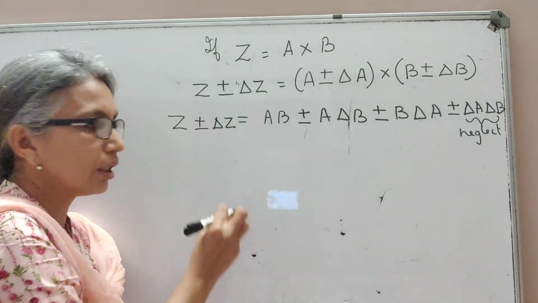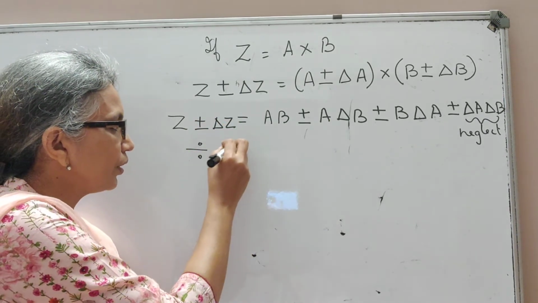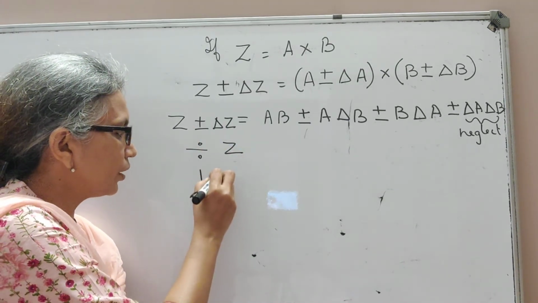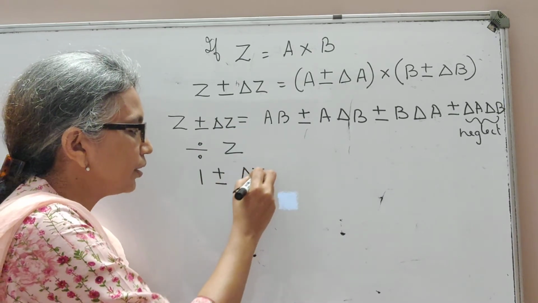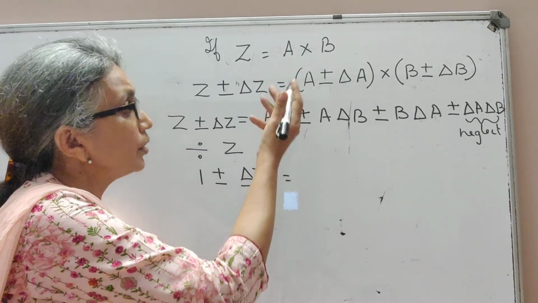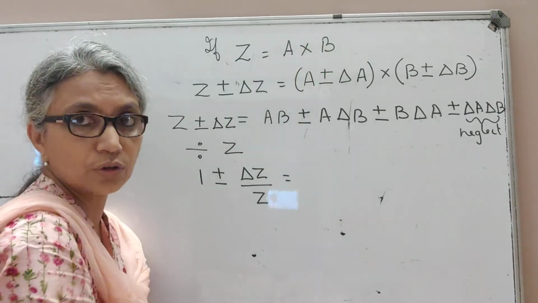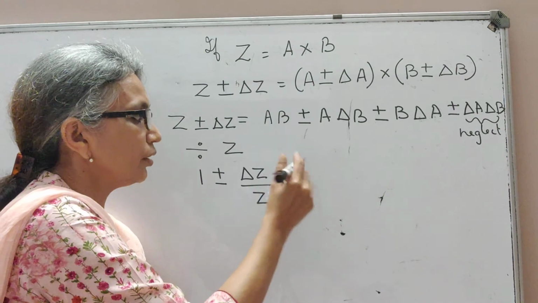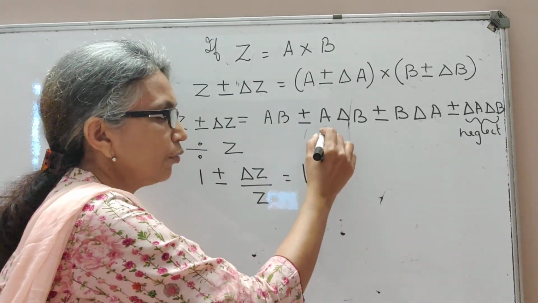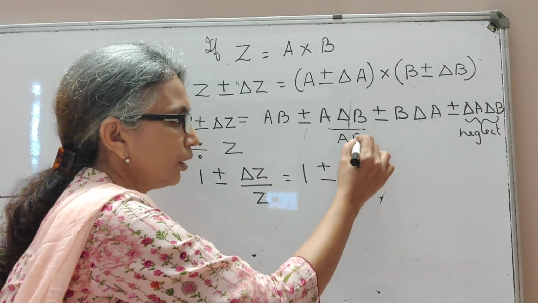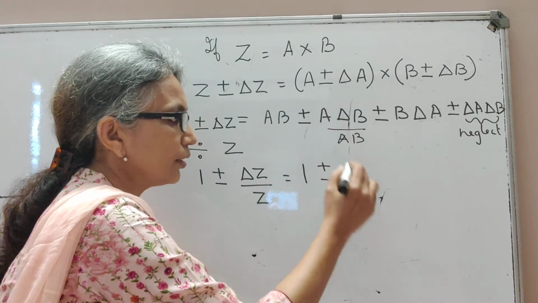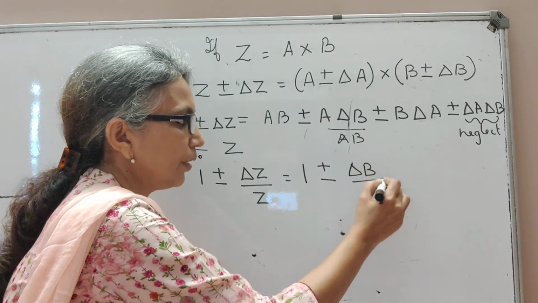Okay. Now I'm going to divide throughout with Z. So here the first one, Z by Z will be 1 plus or minus delta Z by Z. This is equal to AB, which is actually Z only, no? Z is equal to A into B. So if I divide AB by Z, you should get 1, because AB is anyway Z, plus or minus. If I divide this with A into B, this A and this A will get cancelled. Here this will get cancelled and I will have delta B by B.